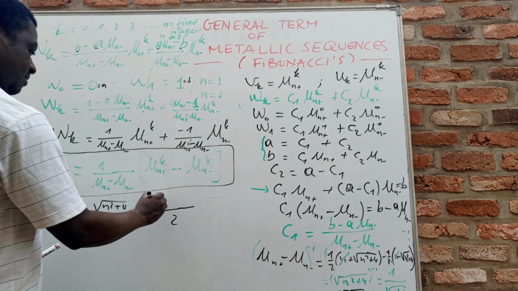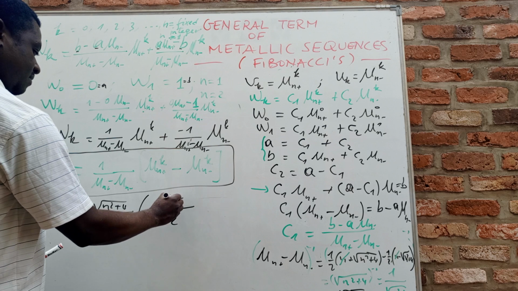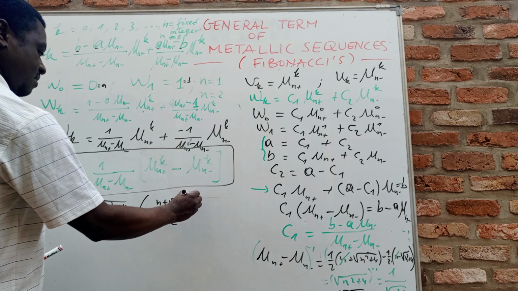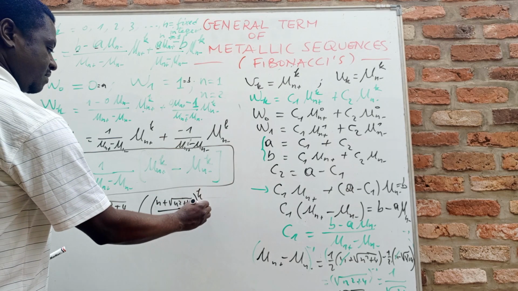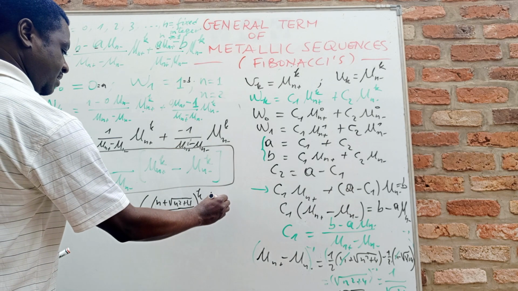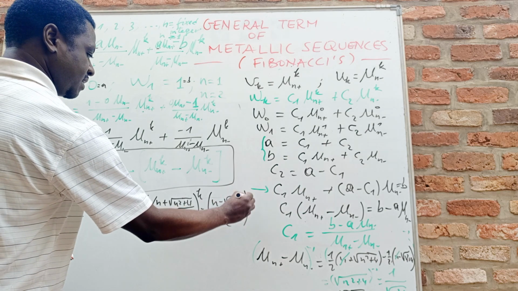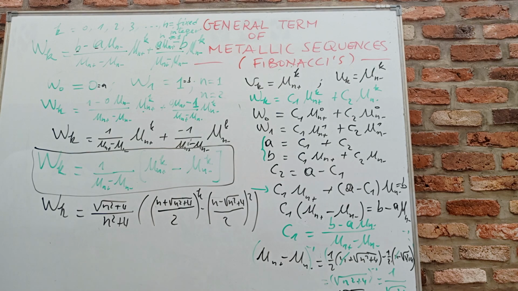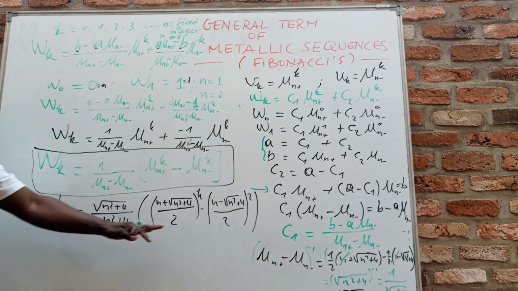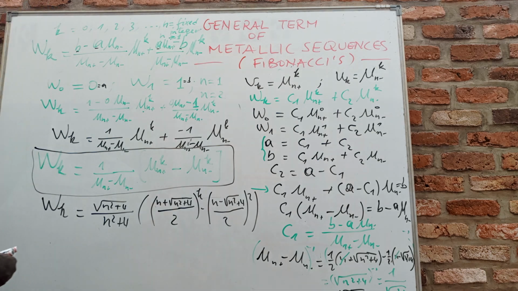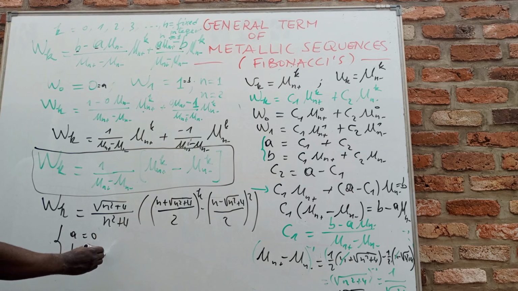Let us take n plus the square root of n square plus 4 power k, minus its conjugate, n minus the square root n square plus 4 over 2 power k. So now this becomes the general term of the metallic sequence in case the initial conditions are A equals 0 and B equal to 1.